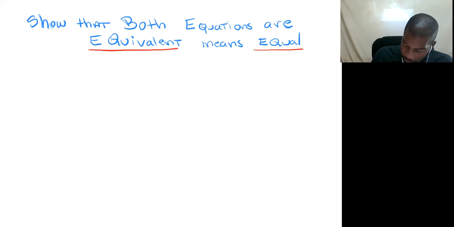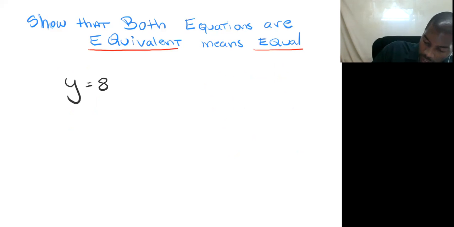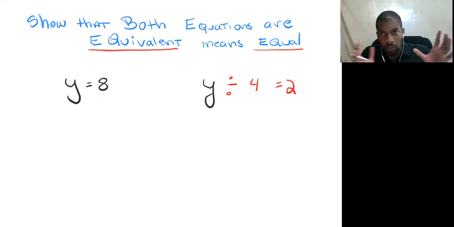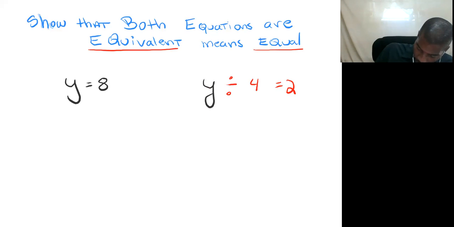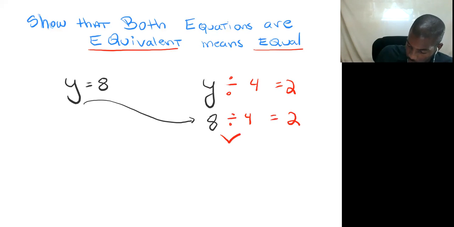Okay, let's try y is 8, and y divided by 4 is 2. Are these two things equivalent? Well, if y is 8, then we know for a fact that if we replace y over here with 8, and we divide it by 4, does this come out true? Well, let's see. 8 divided by 4. Yep, 8 divided by 4 is 2.